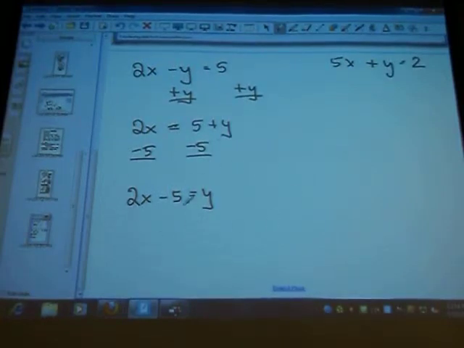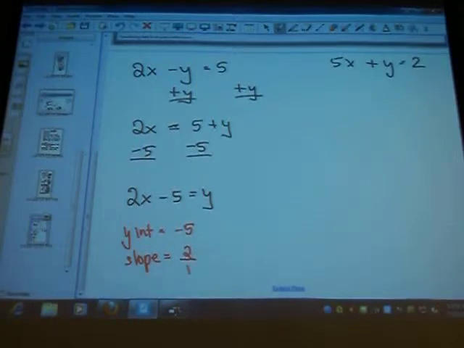Now let me go ahead and graph that while I'm thinking about it. How would we graph 2x minus 5? You use your intercept: my y-intercept is -5, and it has a slope of 2/1. The slope is the number in front of x, and the y-intercept is the number without the x.